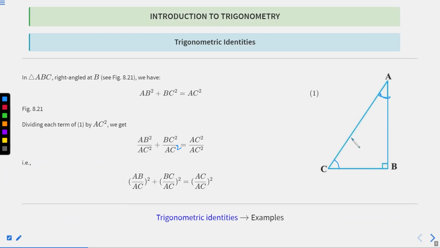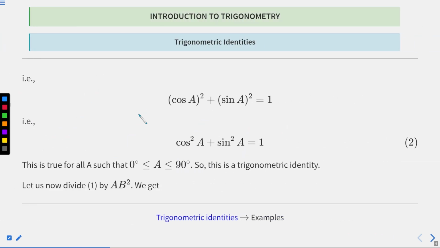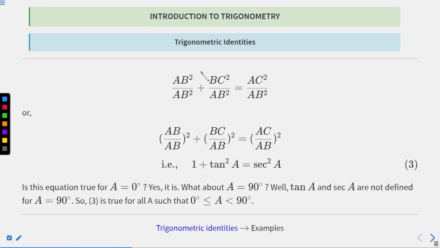So now if we divide equation number 1 by AB square, then what will happen? So then we get AB square by AB square plus BC square by AB square, this is equal to AC square by AB square. Okay, and for (AB by AB) whole square plus (BC by AB) whole square, this is equal to (AC by AB) whole square.